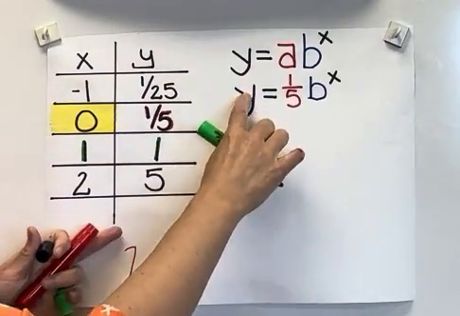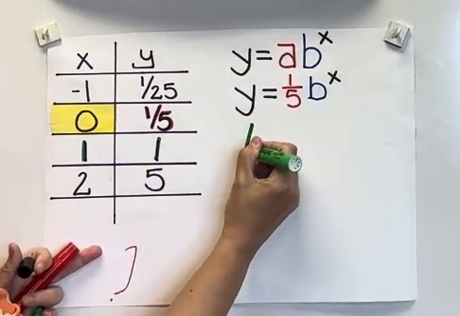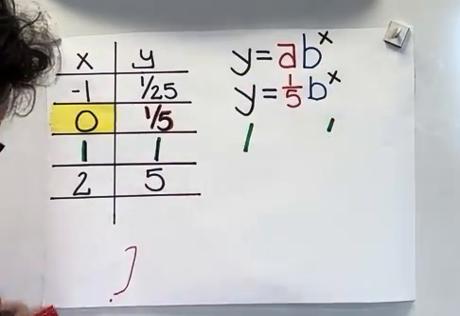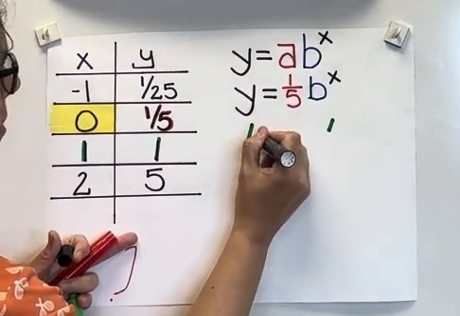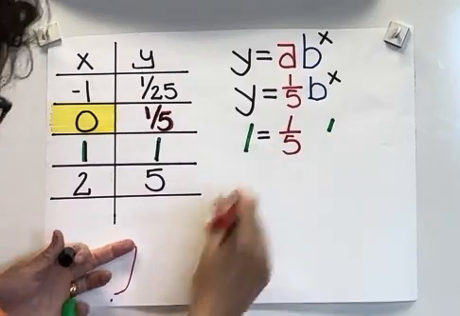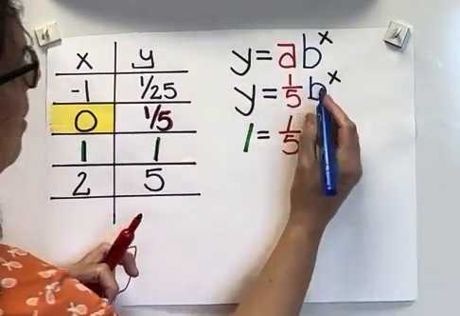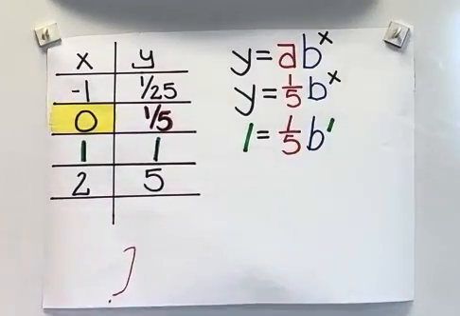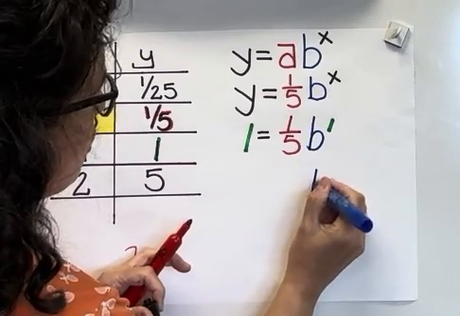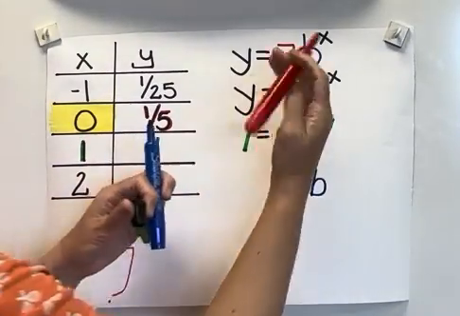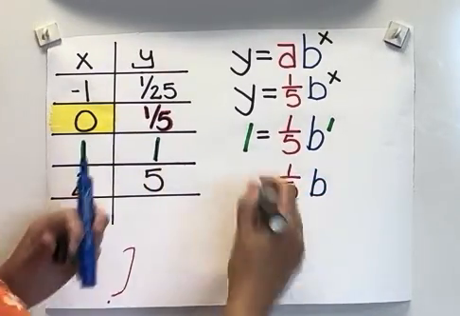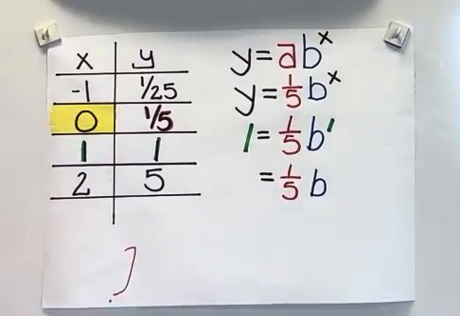So I'm going to replace this y with this y, so there's a 1. I'm going to replace this x with this 1, and then I still have equals 1/5, and then b to the power of 1. Then anything to the first power is just itself, so this is 1/5 b equals 1.